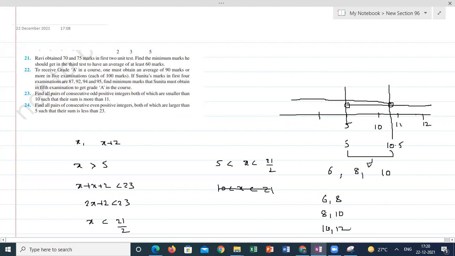You can compare with the answers. Each and every number is greater than 5 and the sum of both numbers is less than 23. If I try to take 12, 14, yes, both numbers are greater than 5, but the sum is not less than 23. It is greater than 23. Is it understood how to verify our answers here? Is it clear? Guys, it's clear. I can move to the next one. Yes, sir.